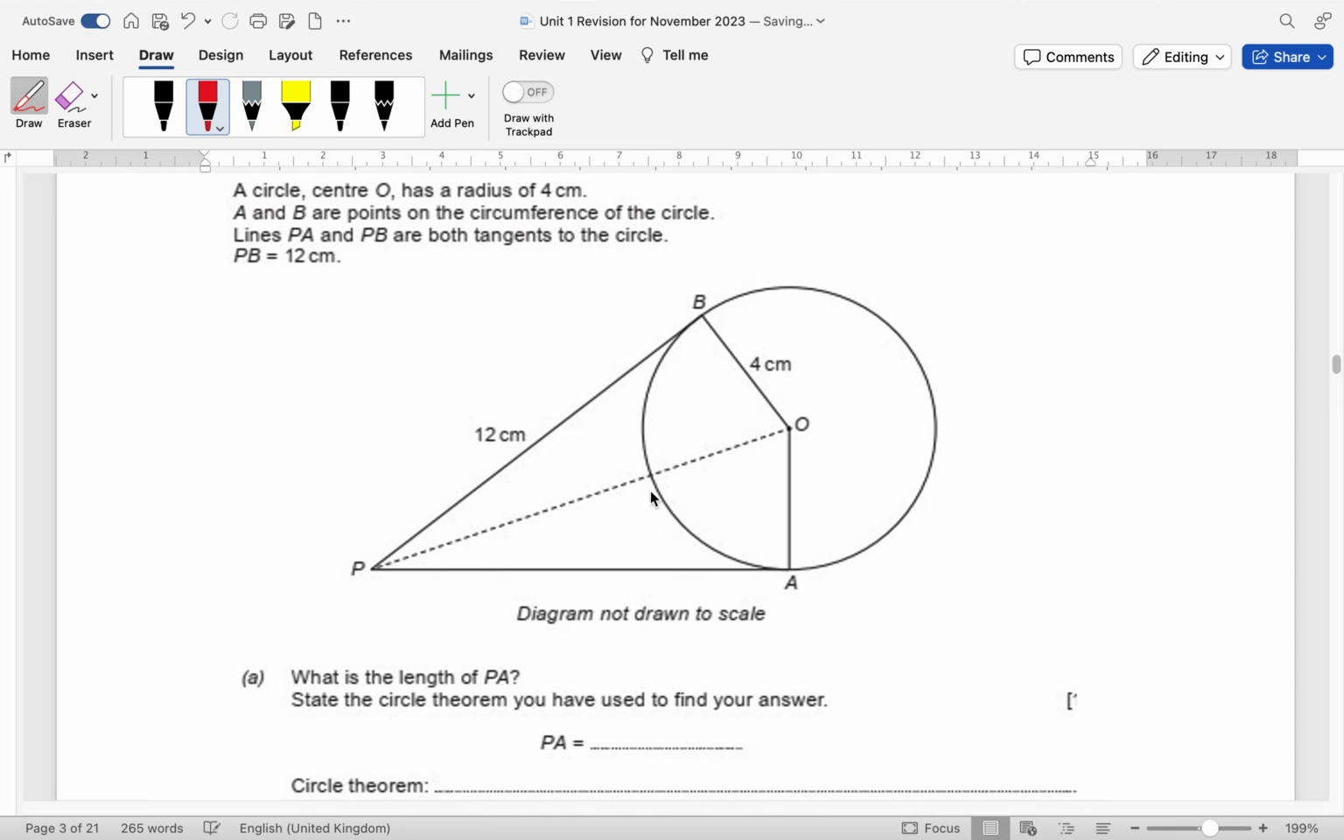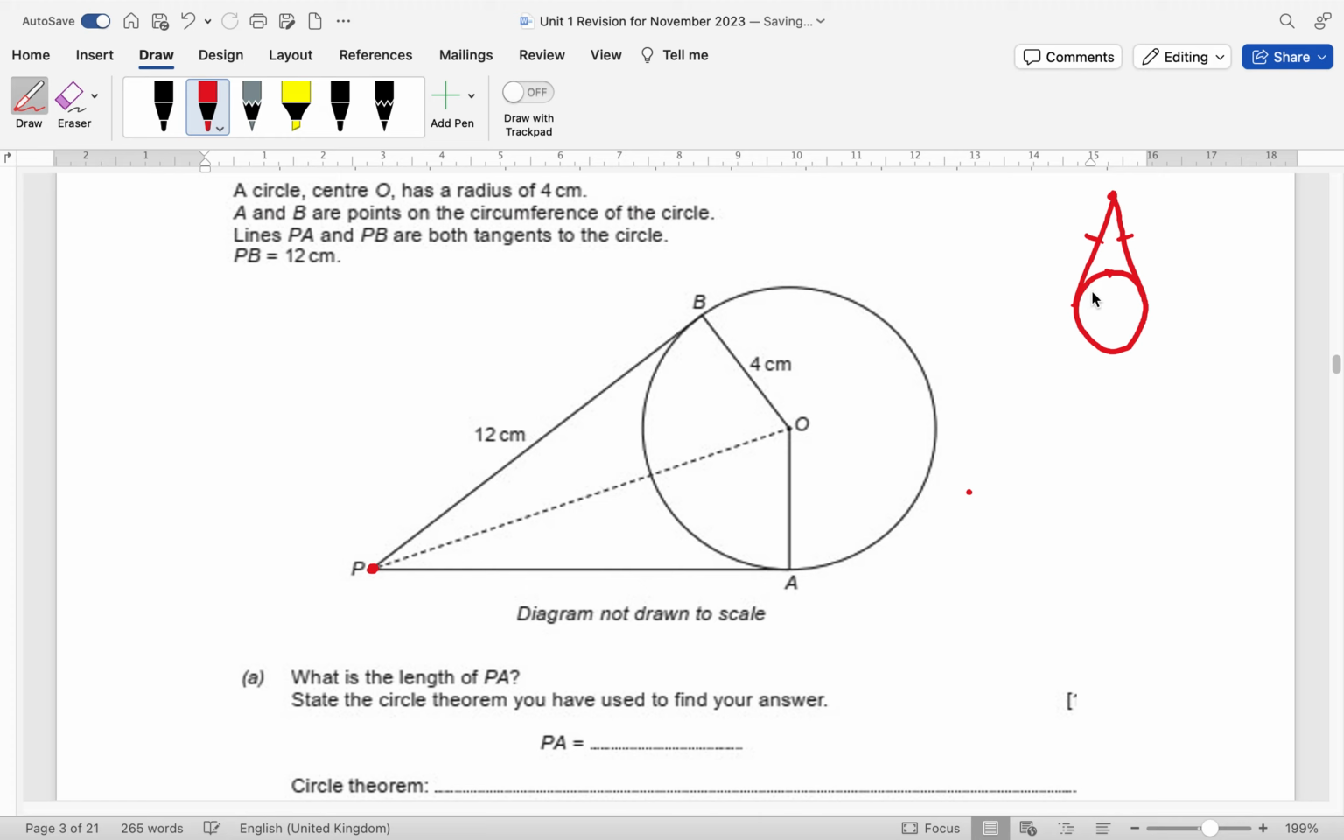Circle theorems. These are the tangent ones. There are three tangent ones, and we can name them before we start. We've got the party hat one. The party hat one is: two tangents from a point are equal length.